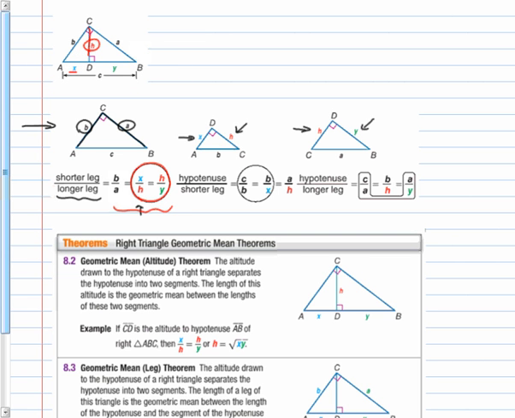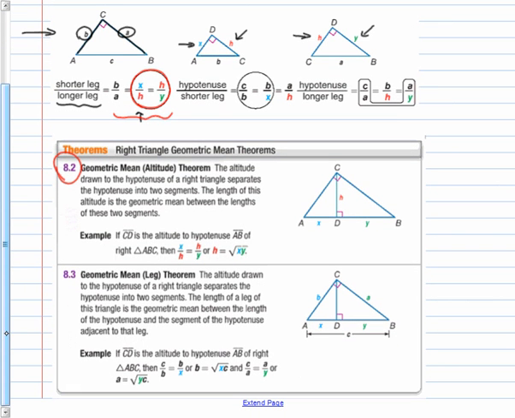That is going to lead to a theorem. The altitude is a geometric mean between the segments of the hypotenuse. That is this theorem right down here. Let's read the theorem, then we'll go back to our picture.